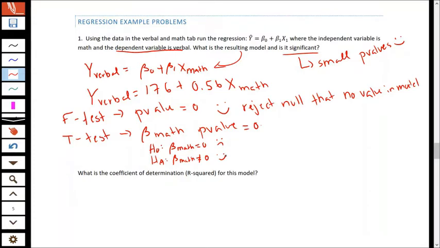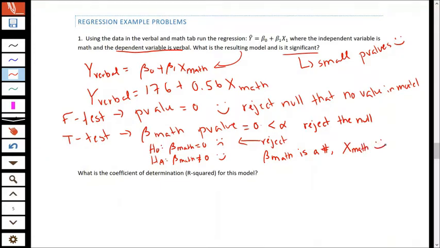And with a p-value of 0, which is going to be smaller than alpha, and for these questions, they're rarely going to tell you what alpha is. Alpha is just always going to be 5%, okay? So that p-value less than alpha, we are going to reject the null. And when we reject the null here, that is telling us that beta math is a number, and therefore the variable for math helps explain why and is good in our model.